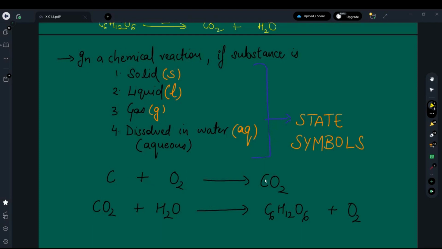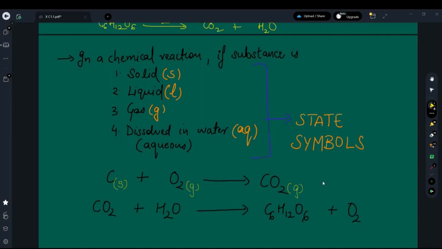So carbon plus oxygen gives carbon dioxide. Carbon exists as a solid in this case. So what I'll do is, in order to write the state symbol, I'll write it towards the right hand side and at the bottom here. So I'll write it in small, s, like this in brackets. Oxygen obviously is a gas, so I'll write g here. Now CO2 is also a gas in this case, so I'll write this.